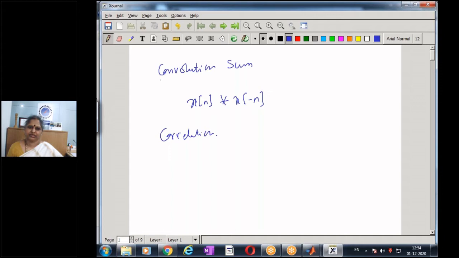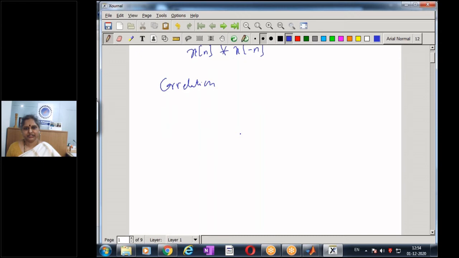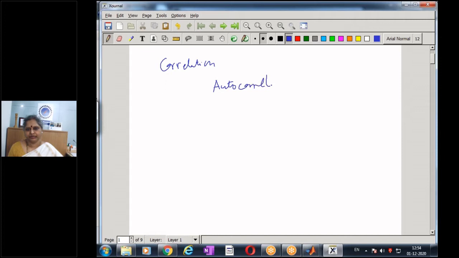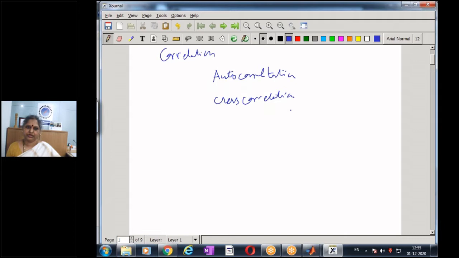Last night I was thinking, having done convolution, let's also quickly have a short look into correlation, because this is another concept extremely useful in signal processing applications. So we shall focus on the correlation. Again, there are two types of correlation: the autocorrelation and the cross correlation. Since we are dealing with discrete time signals, let us first take up the autocorrelation.